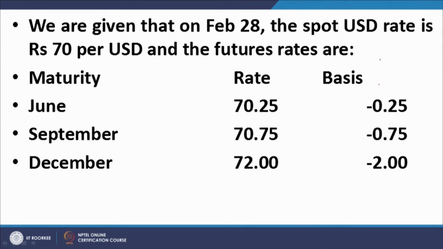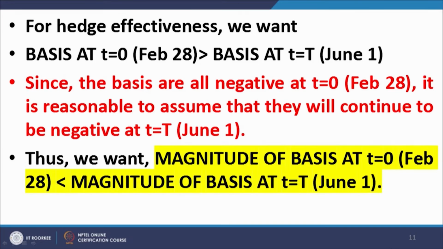We are given that on February 28 the US dollar rate is 70 and the futures rates are as follows, that is given, that I have already alluded to. The important thing is that for hedge effectiveness, we recall that the basis at t equal to 0, that is February 28, should be greater than the basis at t equal to capital T, that is on June 1. Now, the important thing to note is that basis is negative throughout. As on February 28, if you look at the basis of all the three contracts, the June, the September and the December contracts, all the three contracts carry a negative basis.